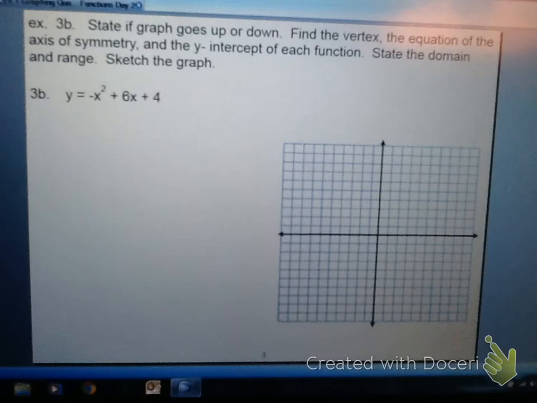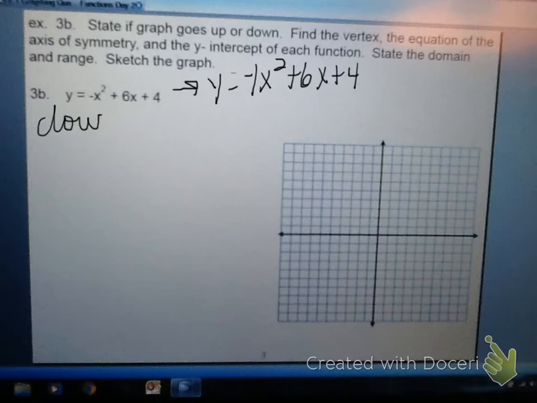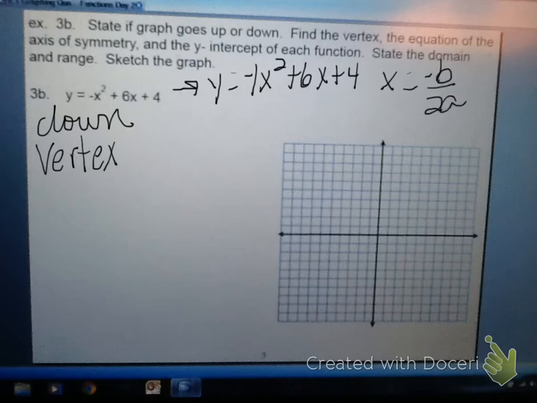Example 3b. Now that's y equals negative x squared. I would rewrite it by putting a 1, so that's negative 1x squared plus 6x plus 4. The a is negative, so it is going down. Your vertex. To find the x value of the vertex, it's negative b over 2a. So that's negative 6 over 2 times a, which is negative 1. 2 times negative 1 is negative 2. Negative 6 divided by negative 2 is a positive 3.